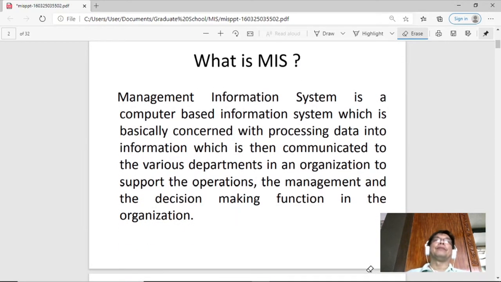What is MIS? Management Information System is a computer-based information system which is basically concerned with processing data into information, which is then communicated to the various departments in an organization to support the operations, the management, and the decision-making function in the organization. So again, the concern is to process data for it to become information.